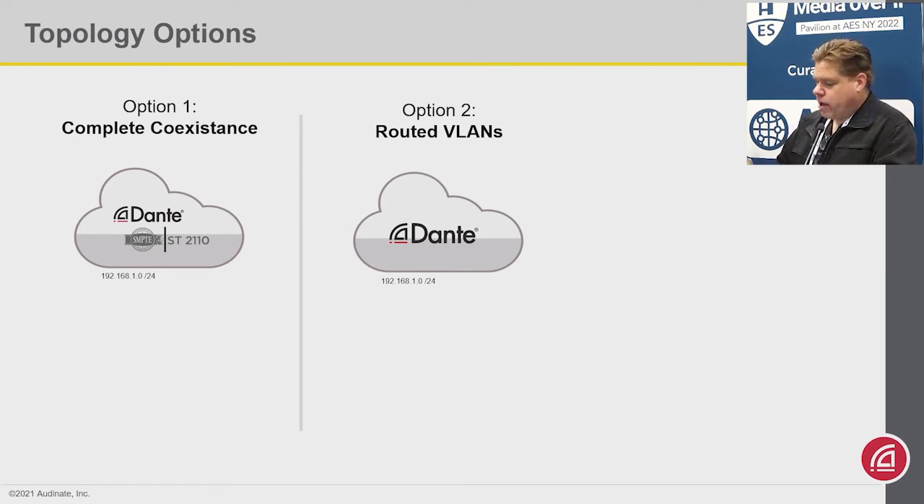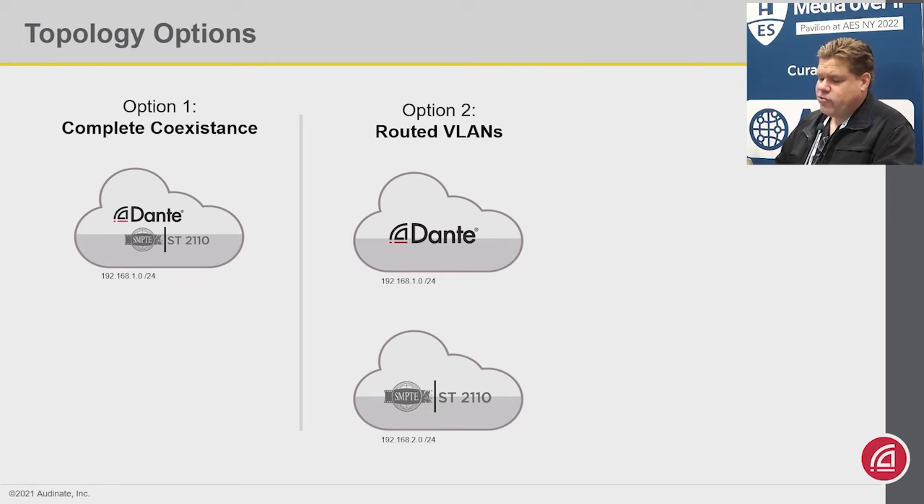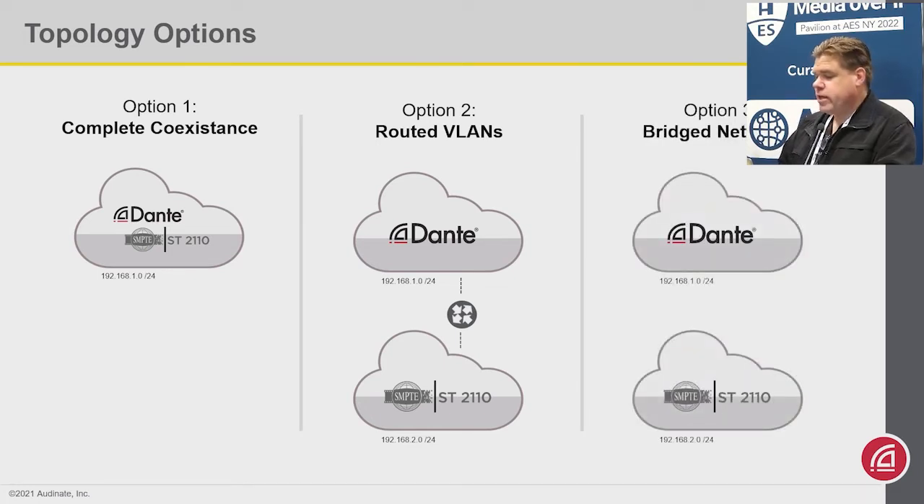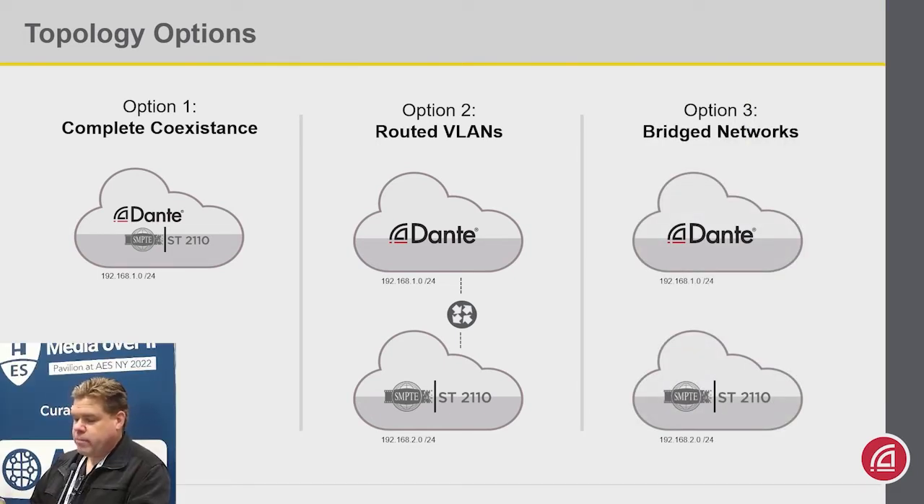Another option is to say, I'm going to take my Dante devices, put them on a VLAN, and take the ST2110 devices, put them on a different VLAN, and I'll just route them together. This gives me more flexibility in how I want to optimize the network for each individual system. Another option is a similar idea, but instead of using a router, you use a bridge device. So one Dante port receives something in, the other Dante port repeats it onto the 2110 network, and you can configure those completely differently if you want. So it just depends on how much isolation you want.